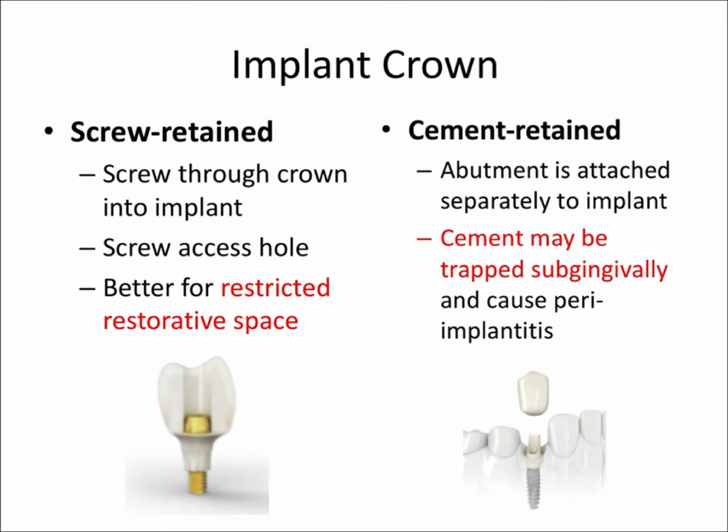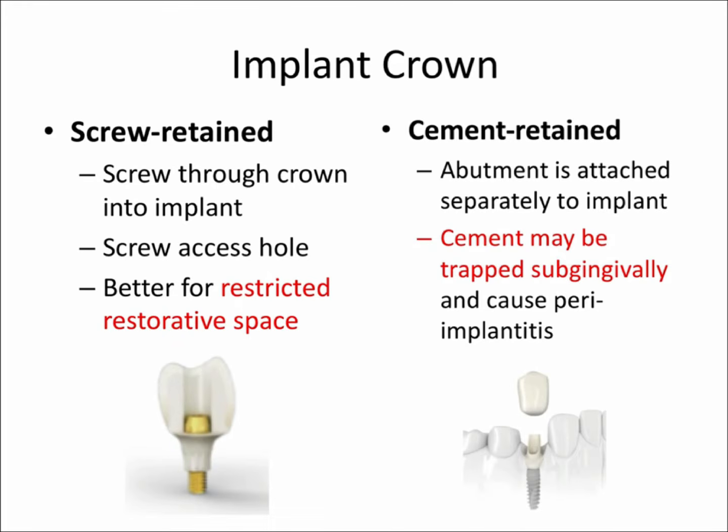And so the screw access hole is typically placed in the central fossa in the posterior teeth or in the cingulum area of the anterior teeth. Now, the screw and the access hole is very apparent and could create an aesthetic problem. And what we typically would do is place some Teflon tape into the hole and then place a composite plug to fill in the rest of the hole.